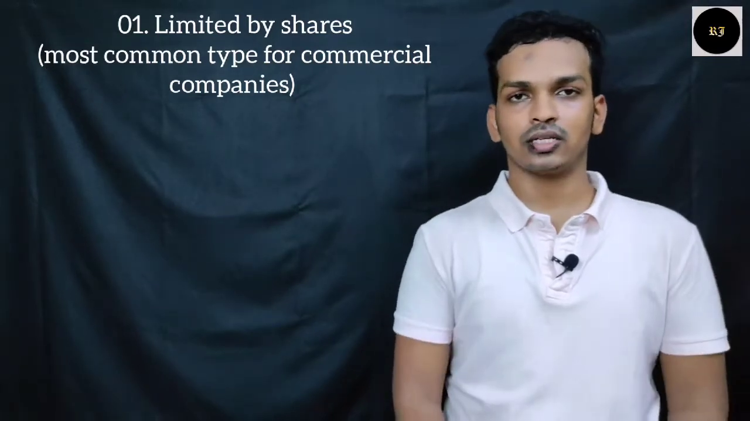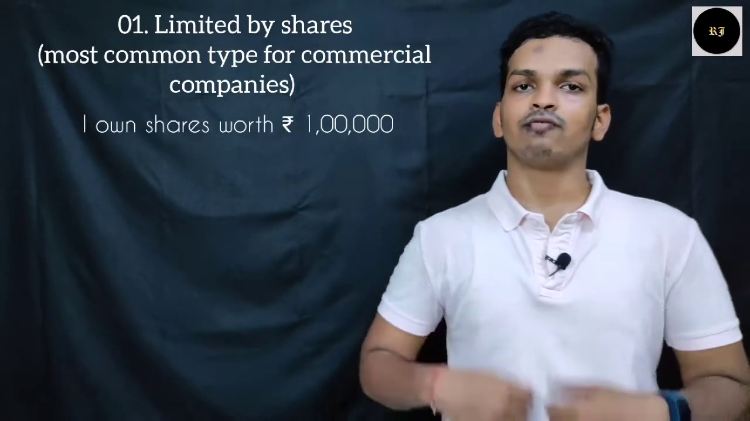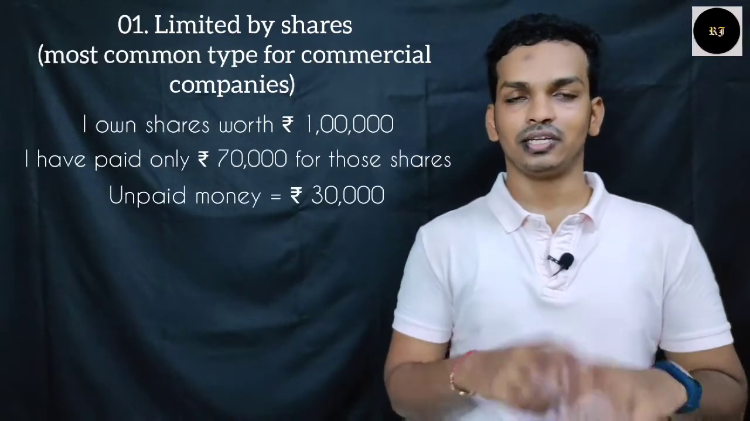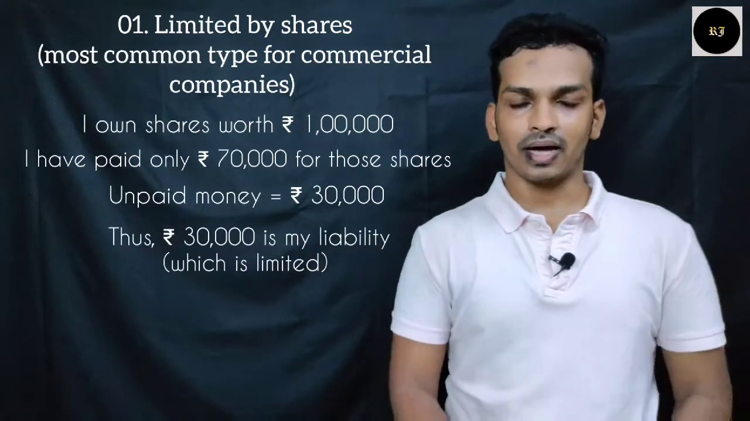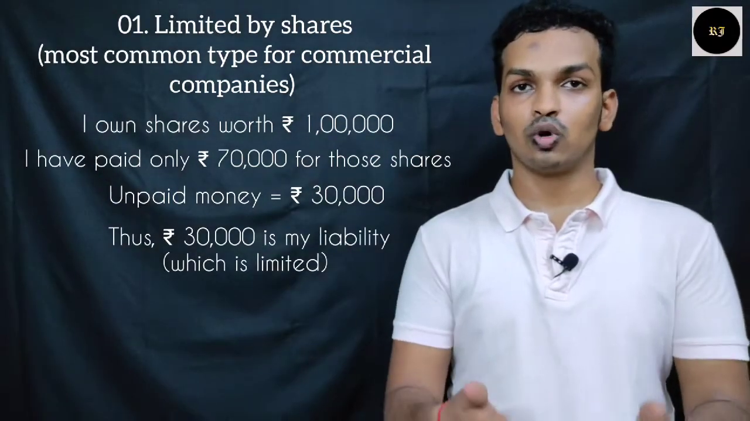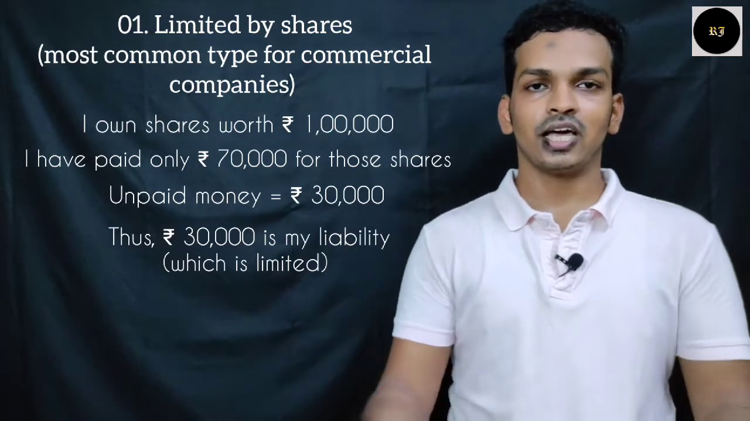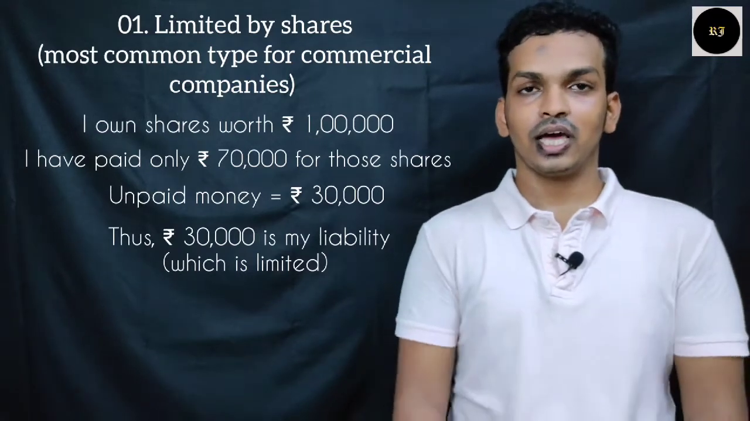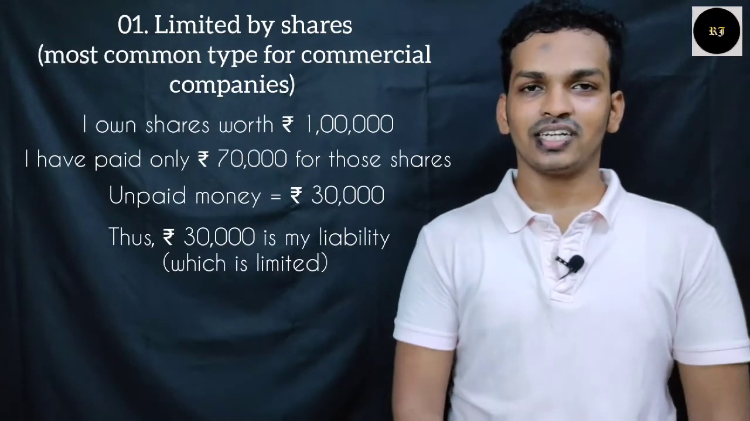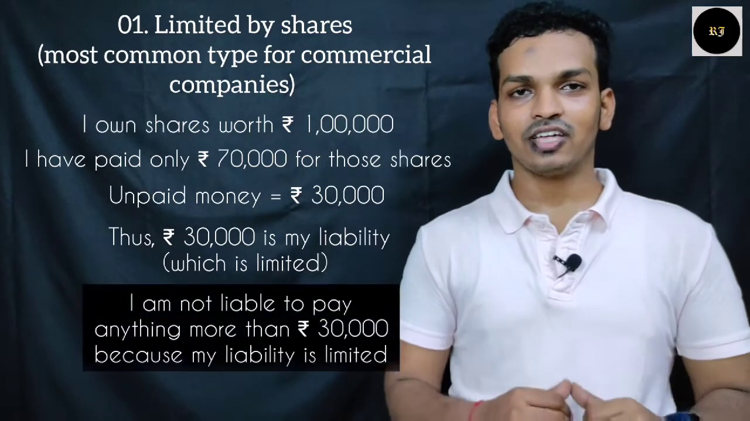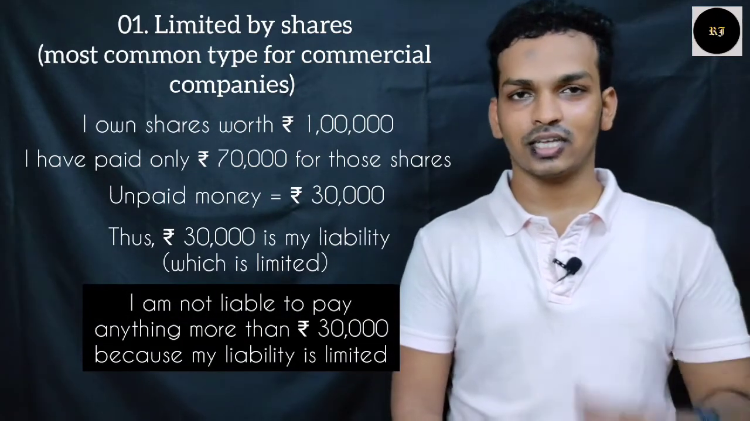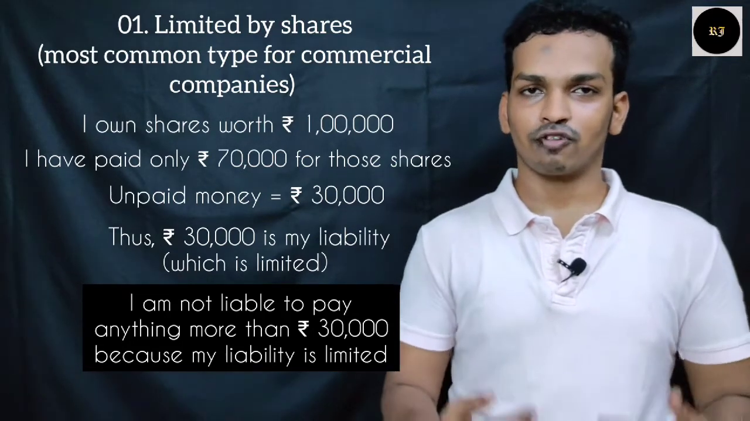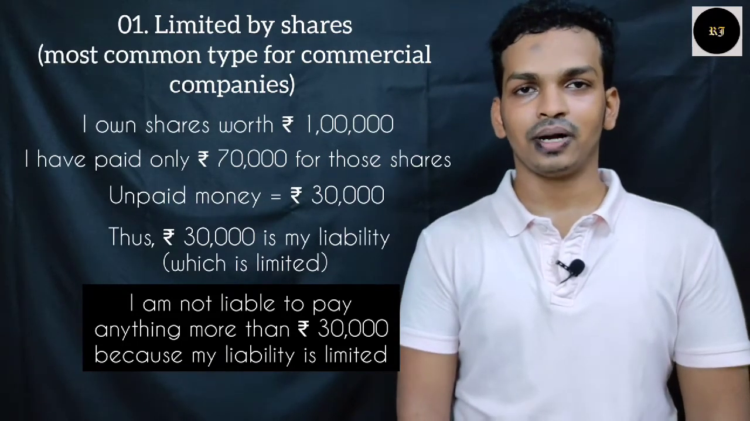If I own a company's shares which are worth 1 lakh rupees and I have only paid 70,000 for them, now the remaining 30,000 rupees is my liability which is pending, which I need to pay back, correct? Now in future, if the company goes bankrupt and the bank or the creditors come to recover their money, they can sell all the assets of the company and they can also recover money from me. But it will be limited because I have the liability of only those pending 30,000 rupees. They cannot recover more than 30,000 rupees from me or from any shareholder who has that unpaid amount of money.